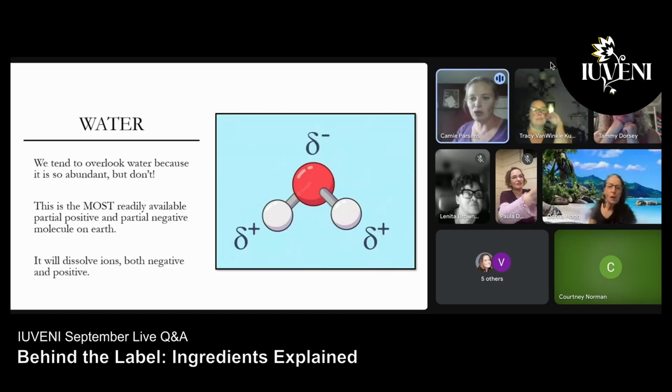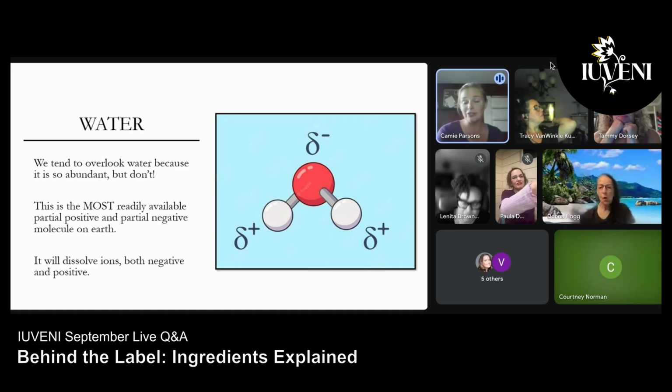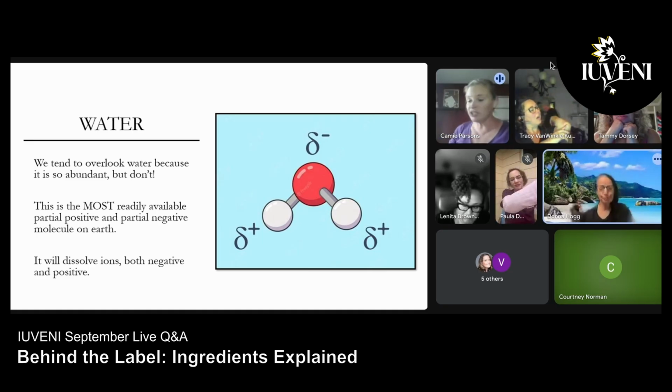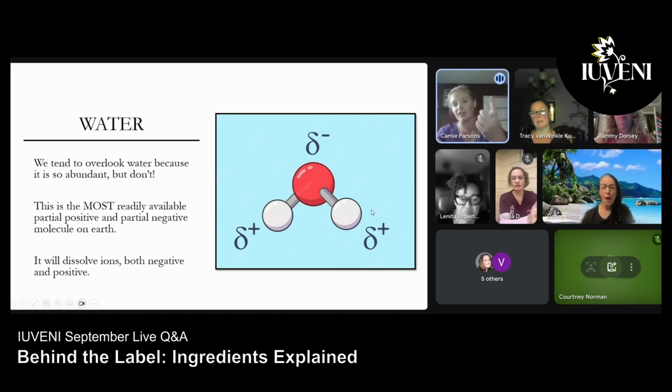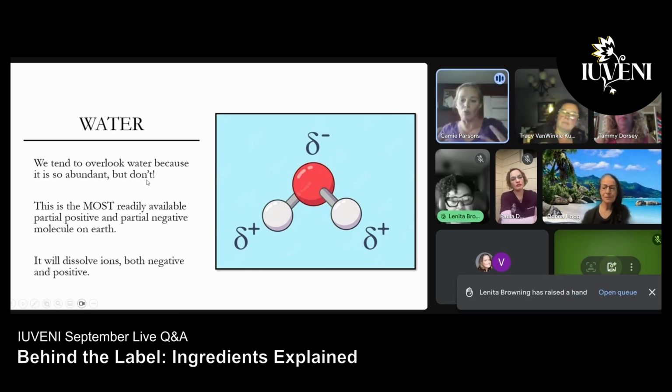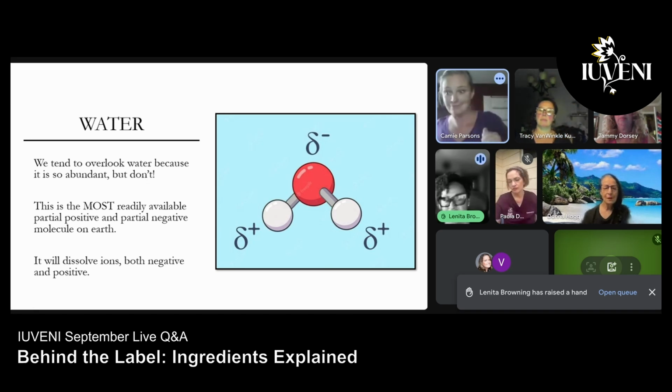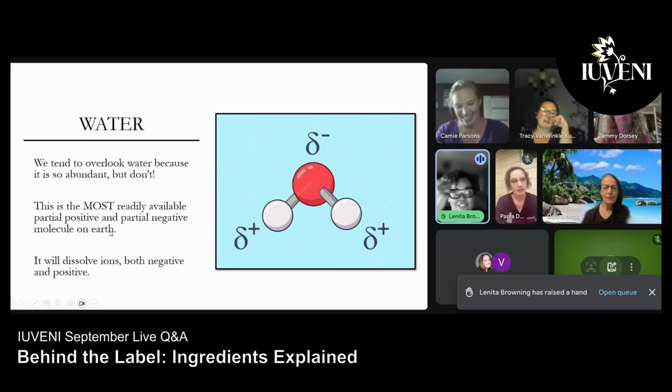When you rinse it, you use one of the weirdest molecules there is, which is water. Water dissolves dang near everything. It will dissolve positive ions and negative ions, and it is the most abundant chemical on Earth, like anywhere. Yes, Lenita. So is that why it's the universal solvent? Yes. Yep. Okay, cool. You were making connections and my mind was going, that's why.